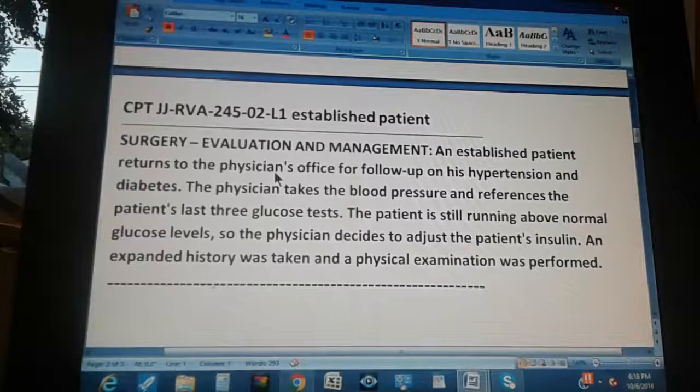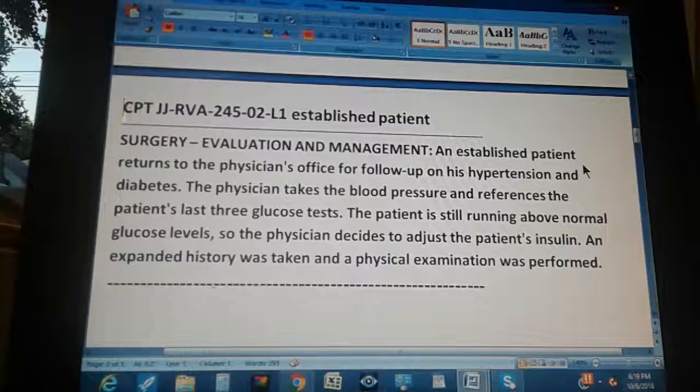Evaluation and management. An established patient returns to the physician's office for a follow-up on his hypertension and diabetes. The physician takes the blood pressure and references the patient's last 3 glucose tests. The patient is still running above normal glucose levels, so the physician decides to adjust the patient's insulin. An expanded history was taken and a physical examination was performed. Okay, so that is an evaluation and management case, right?